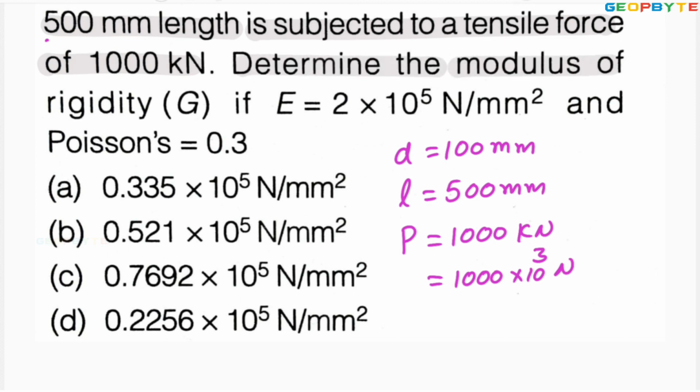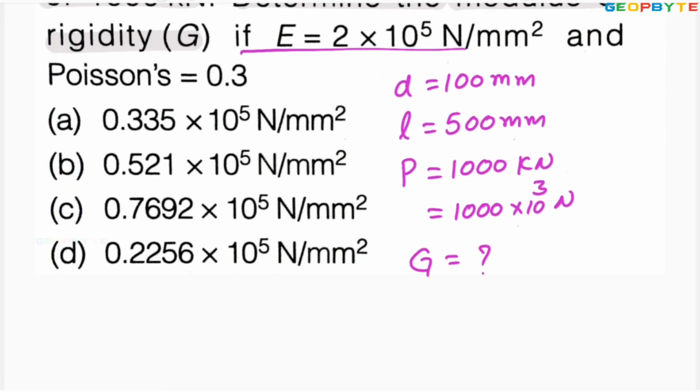Determine the modulus of rigidity. You are asked to find the modulus of rigidity, G. If Young's modulus E equals 2 into 10 power 5 Newton per millimeter square, and the Poisson's ratio, generally denoted by 1 by m, is equal to 0.3.